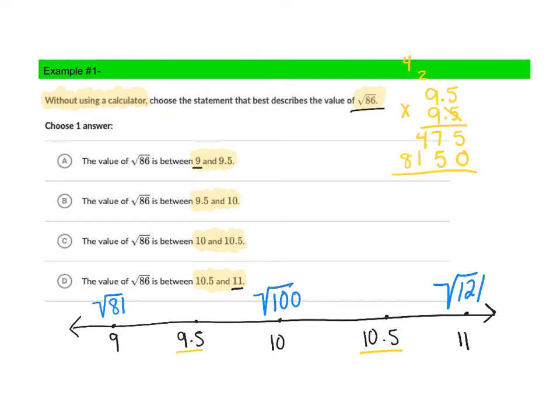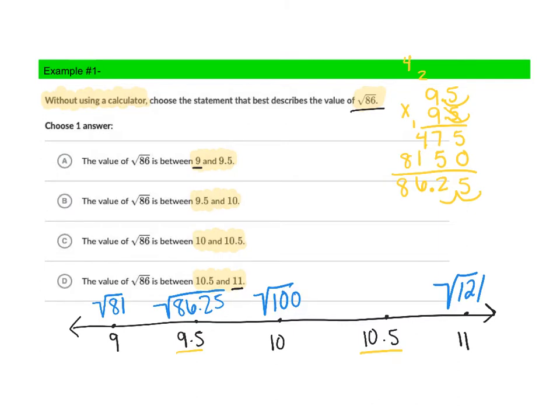From there, I add these numbers up. And then I look at where my decimal was. I had 2 spaces for my decimal, so I'm at 1, 2. So 9.5 squared is 86.25. It's not a perfect square, but that's the square of 9.5. Okay? Now I'm going to do the same thing for 10.5.